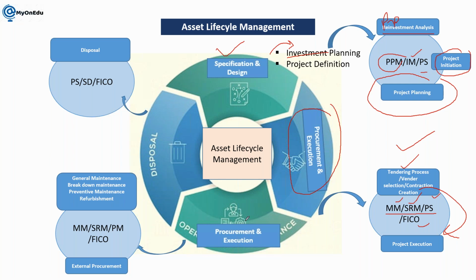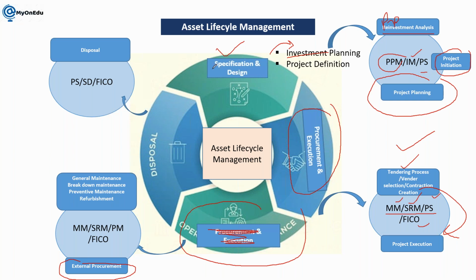So here it is coming to the procurement and execution. Okay, this should be operation and maintenance, not procurement and execution. Operation and maintenance: general maintenance, breakdown maintenance, preventive maintenance, refurbished maintenance. These are the four processes we use in any plant maintenance. And whenever we require any additional material or additional bill of material, then we need to go for extended procurement.